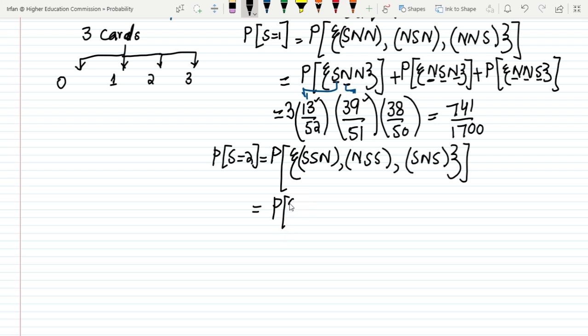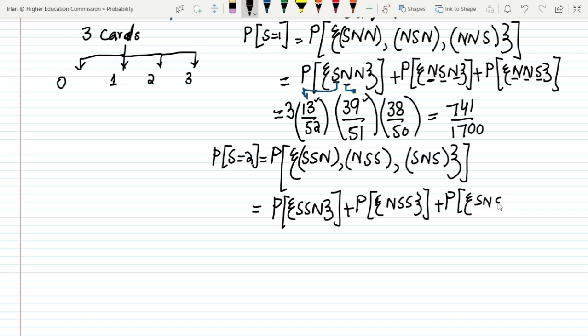Again, the probability of SSN, or the probability of NSS, or the probability of SNS. Now putting their values here, the probability of SSN, so probability of S1, then probability of S2, and then probability of N, and similar will happen for them as well. So therefore I will put here 3 as well.